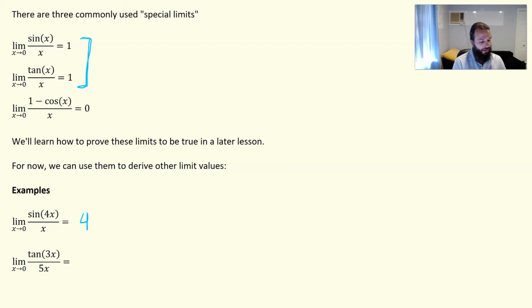Same thing here. The limit as x approaches 0 of tan of 3x all over 5x. Just take the constants and call it 3 over 5. Again, in a later chapter, we'll learn something that will enable us to actually derive these limits. But for now, let's just know them and know how to use them.